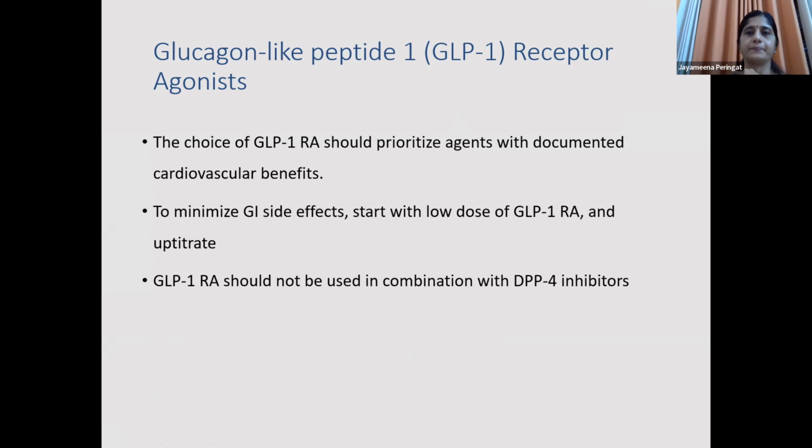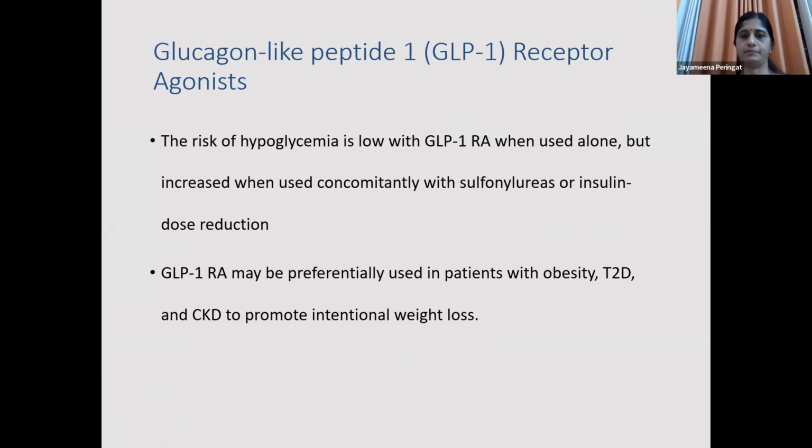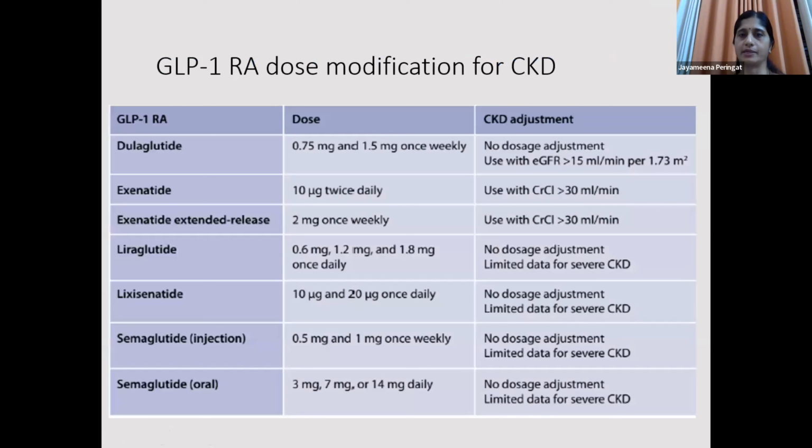So to minimize GI side effects, start this drug at a lower dose and then up-titrate. And remember, it should never be used in combination with DPP-4. Although the risk of hypoglycemia is less with this, in combination it also adds to hypoglycemia. And these are the doses recommended in CKD. Liraglutide has no dose adjustment, and this one also has no dose adjustment.